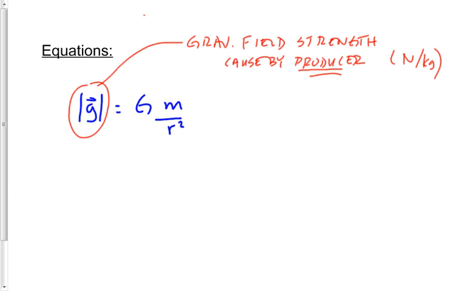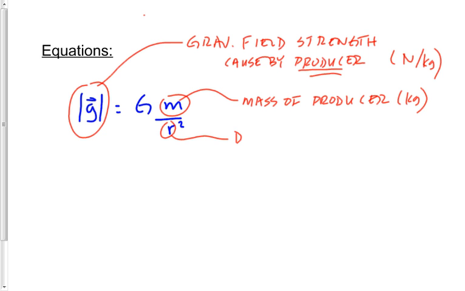Big G, we know what big G is, right? It's that constant 6.67 times 10 to the minus 11. It's still the same thing. M is going to be the mass of the producer, the mass of whatever caused the field, and that's going to be in kilograms. And r is going to be the distance from the center of the producer.